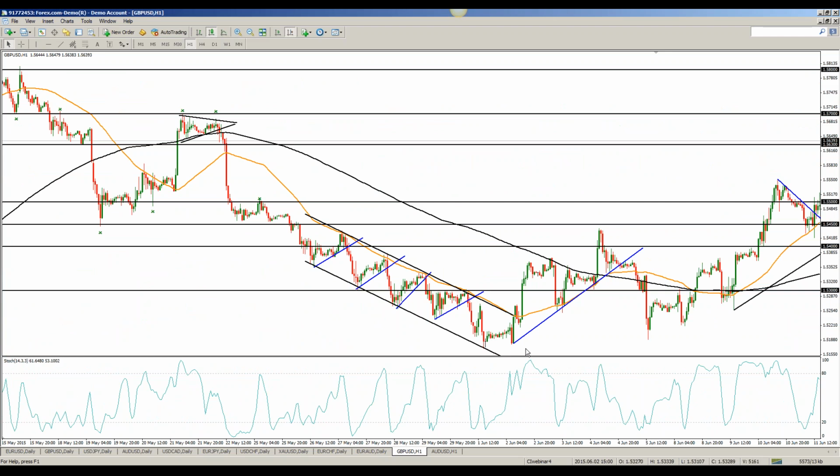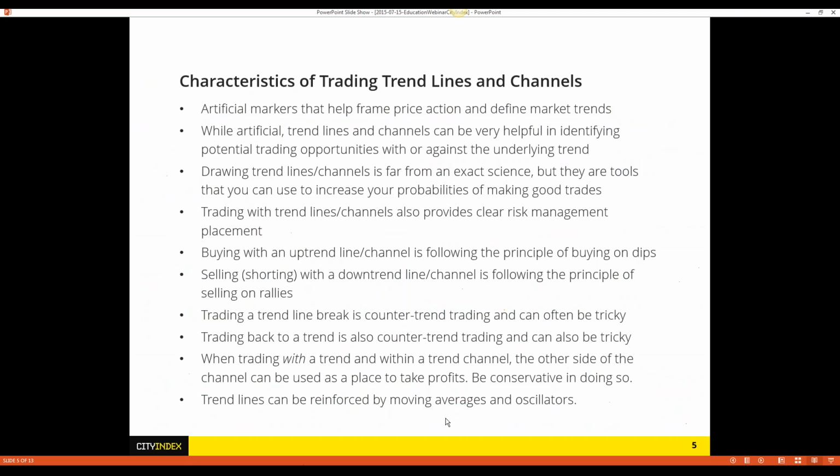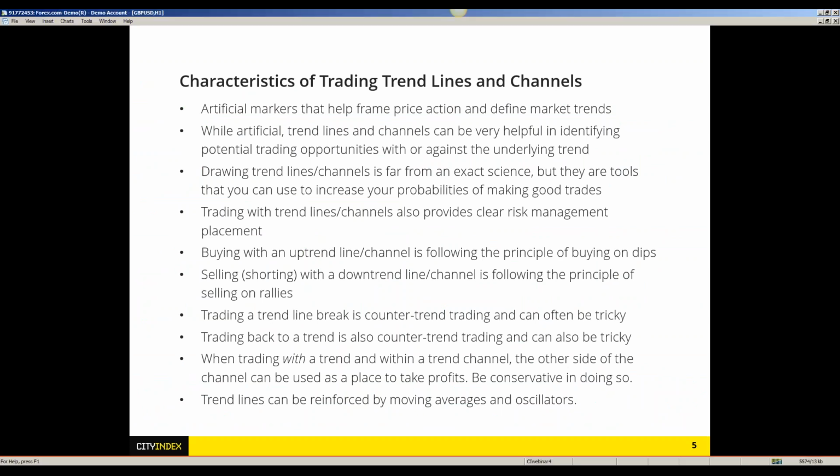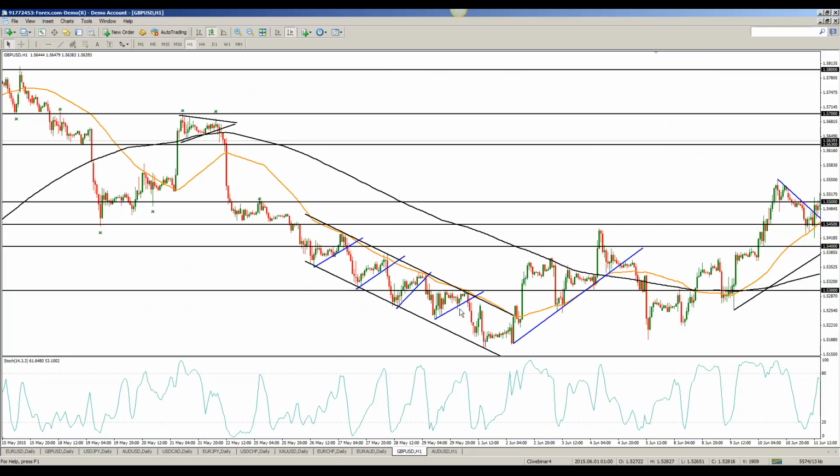Now, what do I mean by oscillators? Here I said trend lines can be reinforced by moving averages and oscillators. Now, if you're looking for a trading strategy, this is a discretionary type of trading strategy, but if you're looking for some type of trading strategy that you could observe first and test, then this could be one of them.